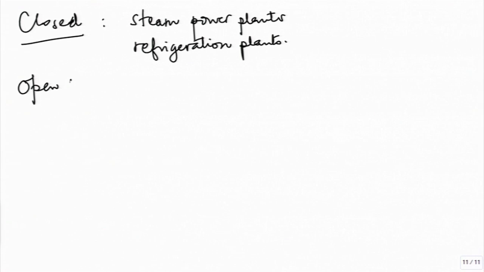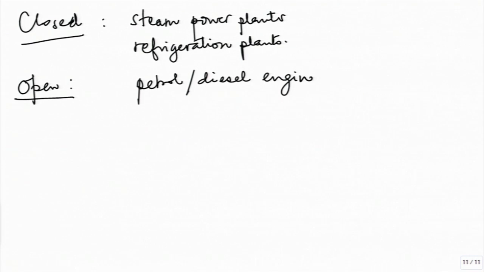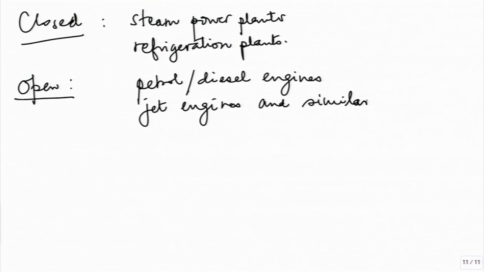Open cycles are our Otto, or we talk instead of cycles, let us say petrol, diesel engines, and of course gas engines, CNG engines, LPG engines and all that, jet engines and similar devices. In which we take in typically the ambient air as the working fluid, execute some processes and then throw it out.